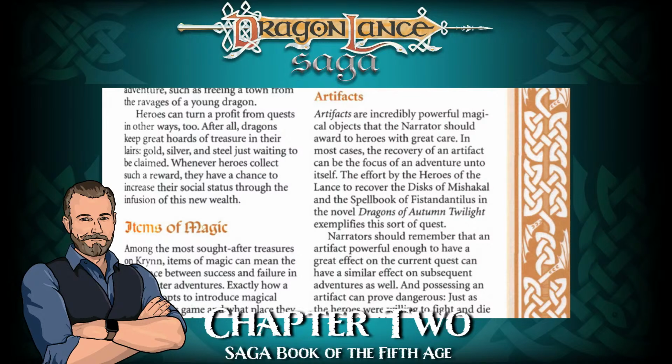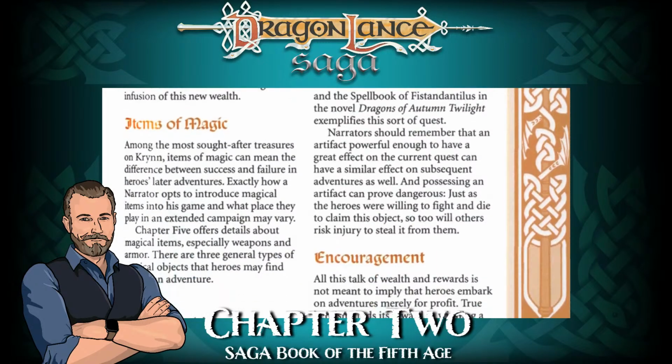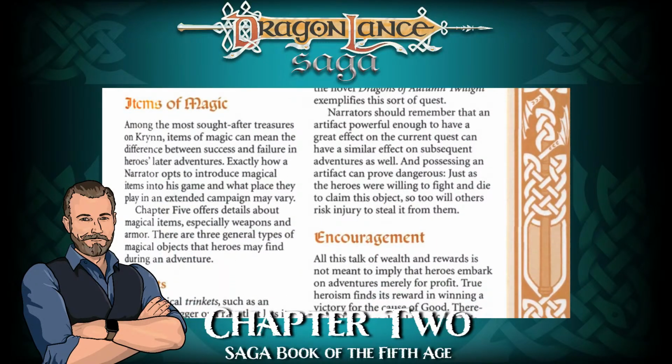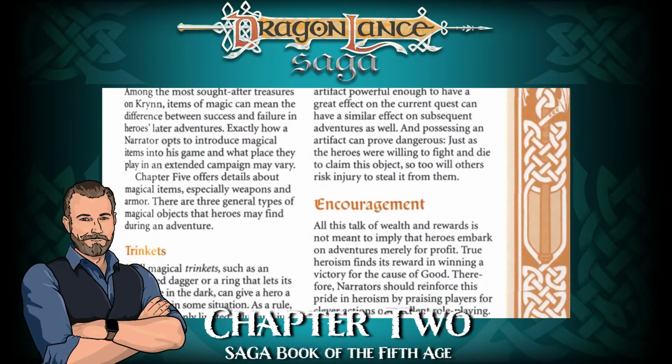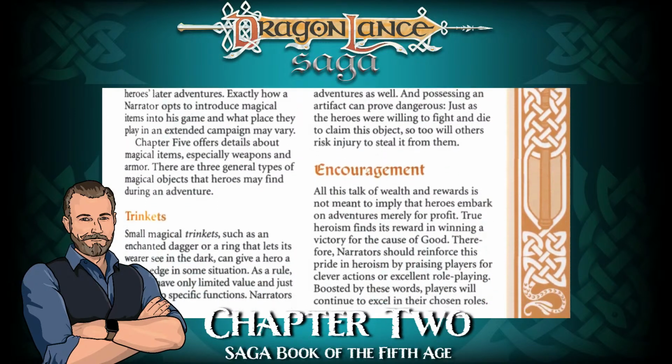In most cases, the recovery of an artifact can be the focus of an adventure unto itself. The effort by the heroes of the Lance to recover the discs of Mishakal and the spellbook of Fistandanelis in the novel Dragons of Autumn Twilight exemplifies this sort of quest. Narrators should remember that an artifact powerful enough to have a great effect in the current quest can have a similar effect on subsequent adventures as well, and possessing an artifact can prove dangerous. Just as the heroes were willing to fight and die to claim the object, so too will others risk injury to steal it from them.